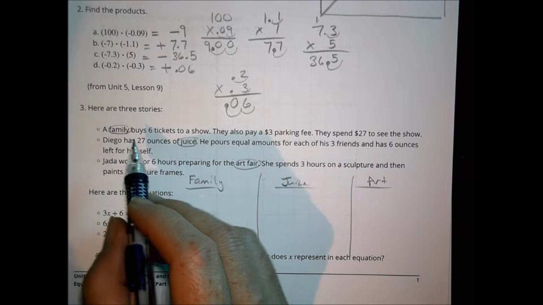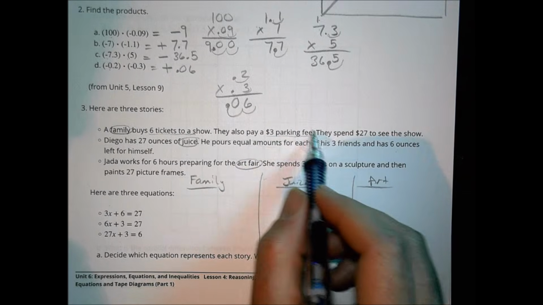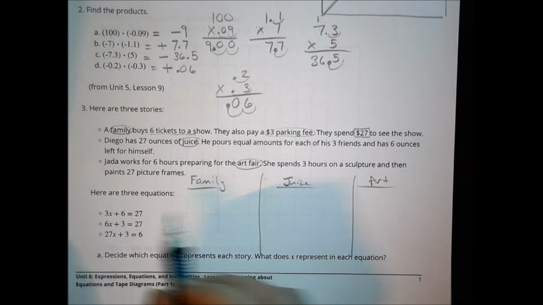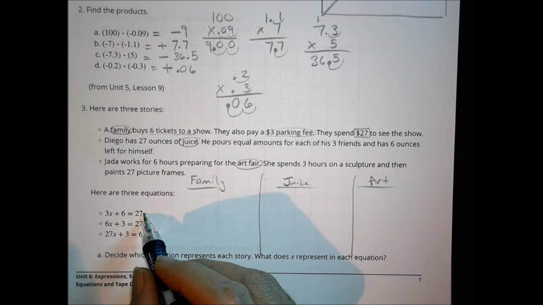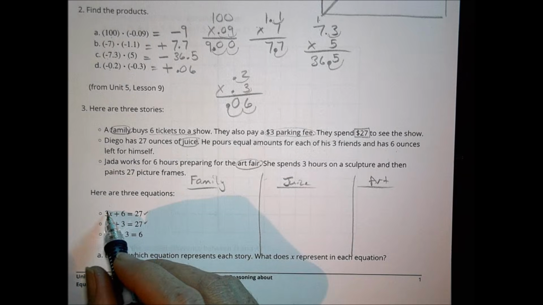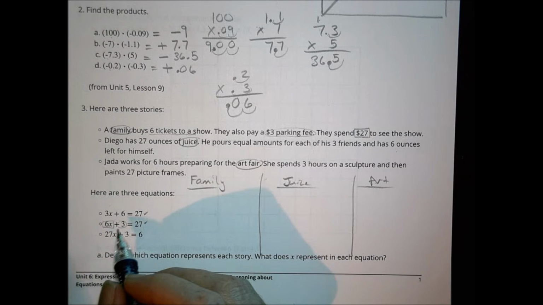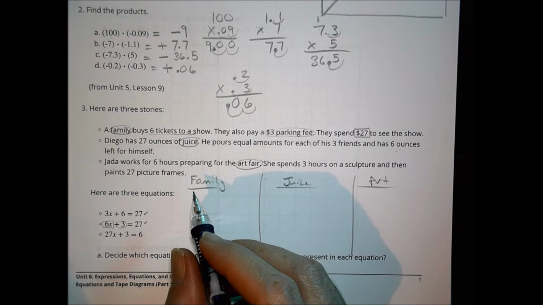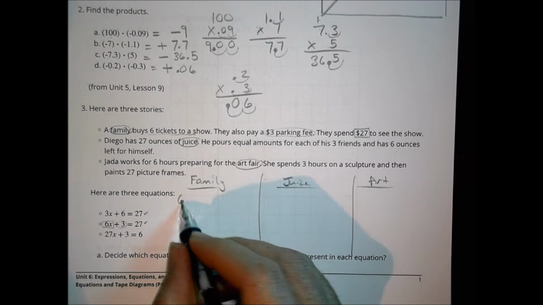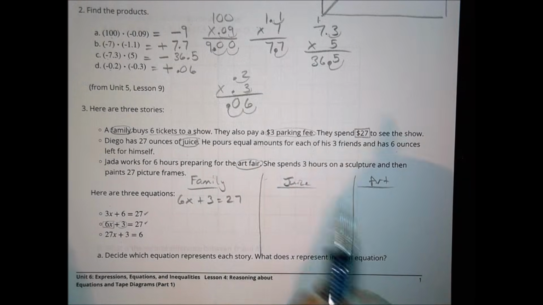Let's look at this one. So the family buys 6 tickets to a show. They also pay a $3 parking fee, and they spend $27 to see the show. So we know that our sum total is going to be $27. These 2 choices seem to be pretty good in terms of the 27 part, but let's see the other part. I have a $3 parking fee. It's not going to be parking multiple times. I'm going to park one time, and then I'm going to buy 6 tickets. So for the family going to the show, the one that makes the most sense here is going to be 6x plus 3 equals 27.